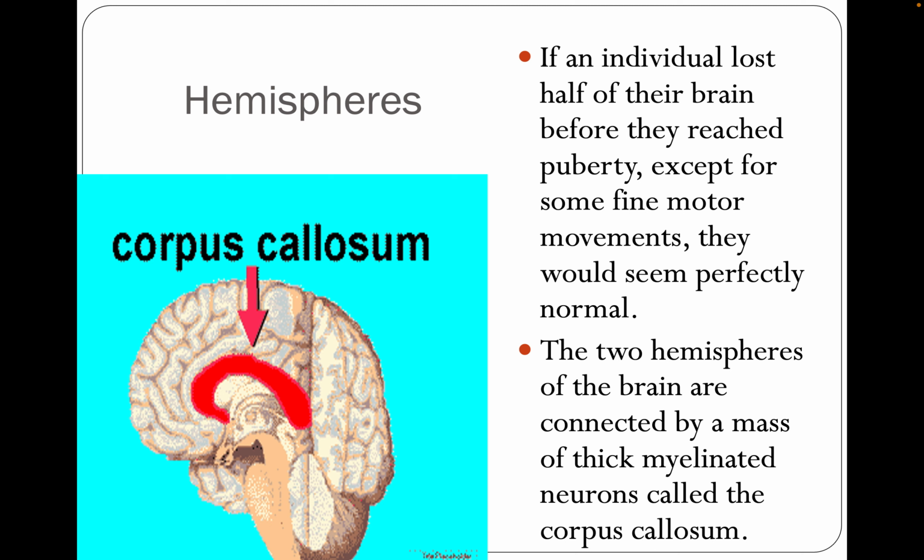If an individual lost half their brain before they reached puberty, except for some fine motor movements, they would seem perfectly normal. The two hemispheres of the brain are connected by a mass of thick myelinated neurons called the corpus callosum. And as it turns out, females have a larger corpus callosum than males do. We're not exactly sure why, but it seems to be fairly common.